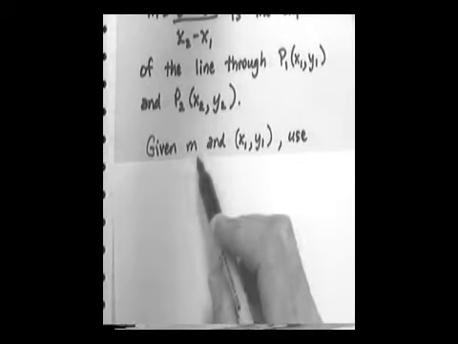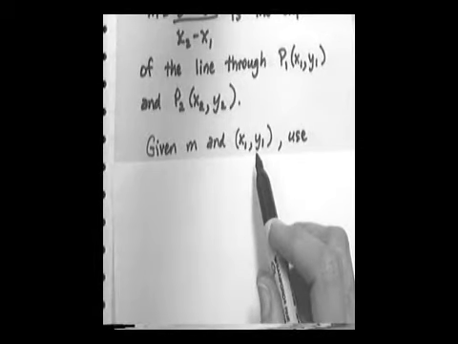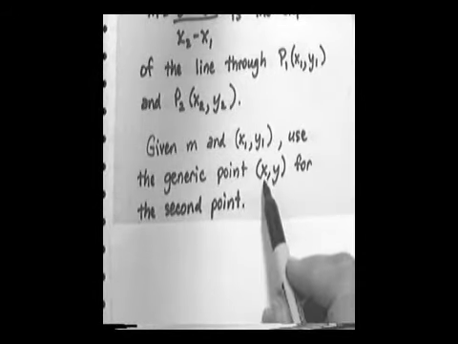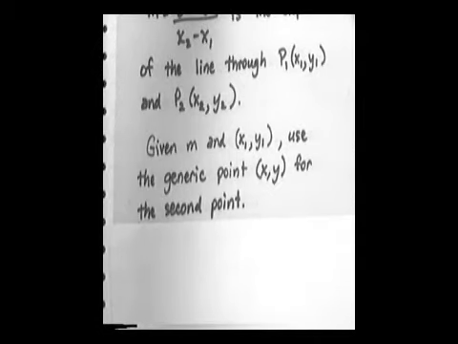Let's assume that we are given m, the slope, and x1, y1, which is 1 point. Remember that in Objective 1, we are supposed to use a point and the slope to come up with the equation. So given m, the slope, and x1, y1, a point, use the generic point xy for the second point. Why? Because we don't know the second point. We can't assign it a specific value because we don't know which point it is. So we'll use the generic.